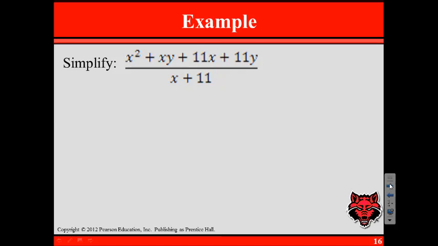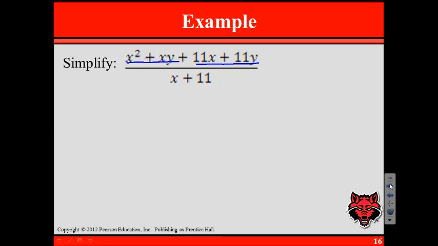Example where the numerator has 4 terms. Hopefully you remember when we have 4 terms, we are going to factor by grouping. So the numerator is x squared plus xy plus 11x plus 11y, all divided by x plus 11. When we factor by grouping, we group the first 2 terms together and the last 2 terms together. And we are basically finding 3 greatest common factors. Once we do that, we will be able to cancel a common factor with the numerator and the denominator.